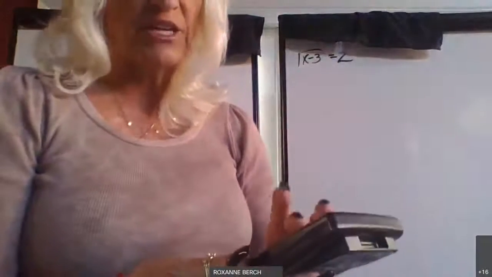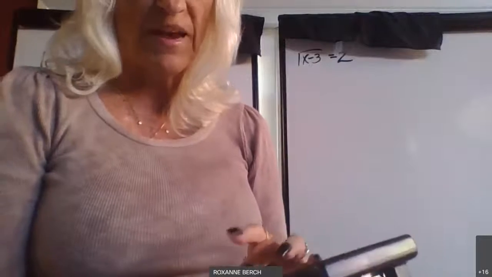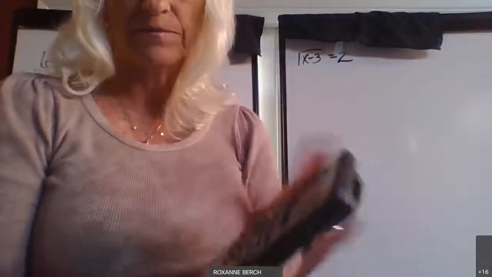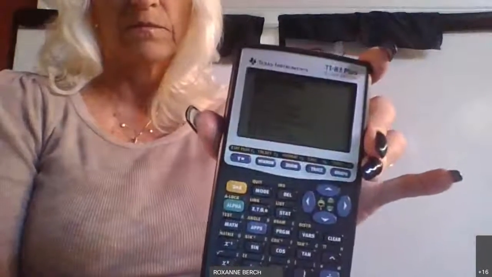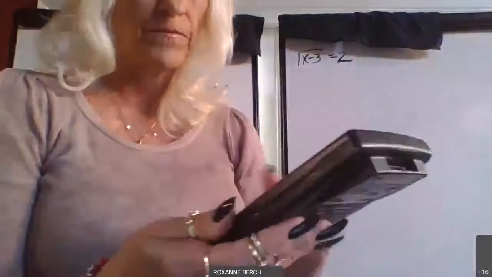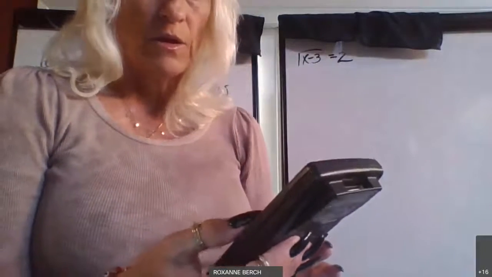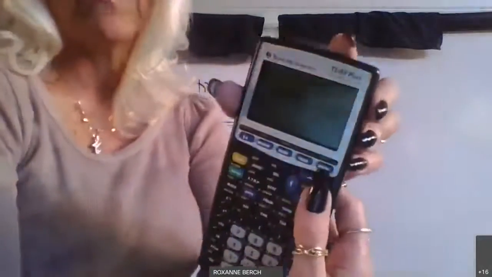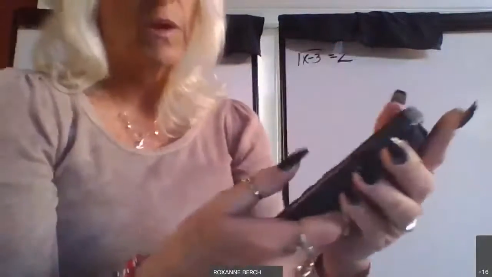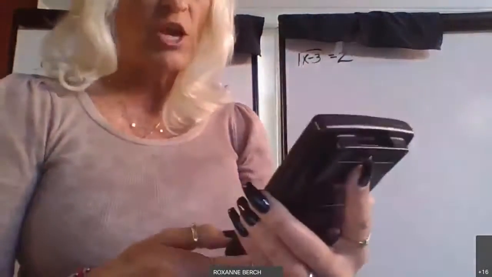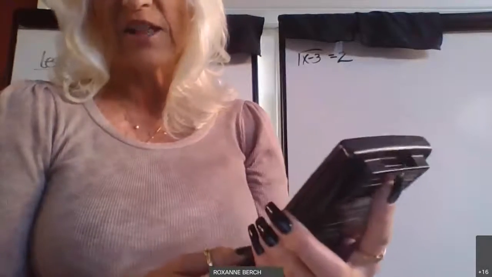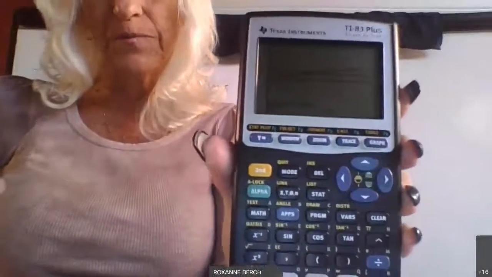So now you're going to go to second trace, and you're going to pick the intersect feature, which is 5. You're going to move your spider. See how you can move your spider around with the arrow keys? You're going to move him near the point and hit enter. And he's going to jump to the other graph. So now you hit enter, and the calculator says, do you want me to guess? It's not really guessing. And when you hit it, it shows you the point of intersection is 2, 2.